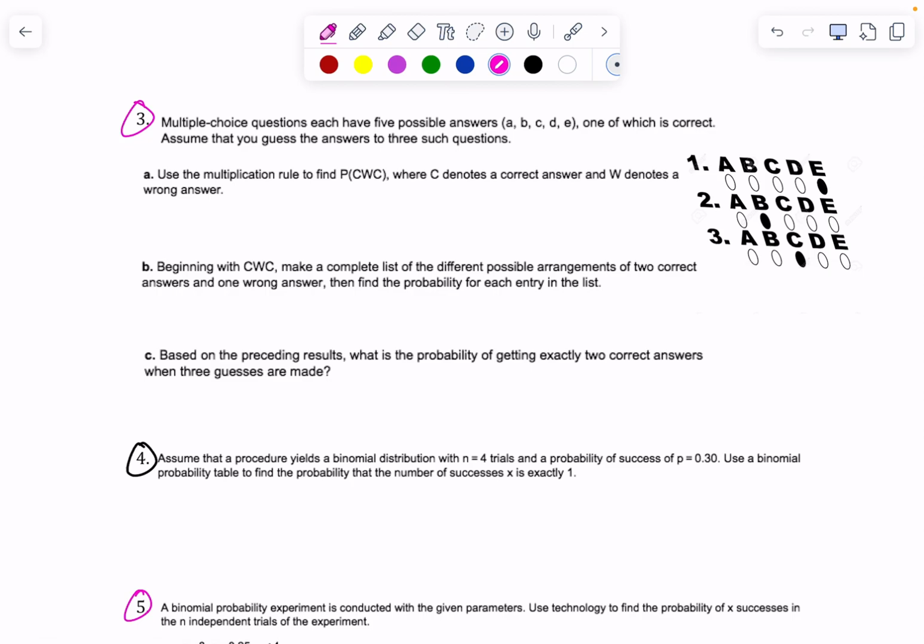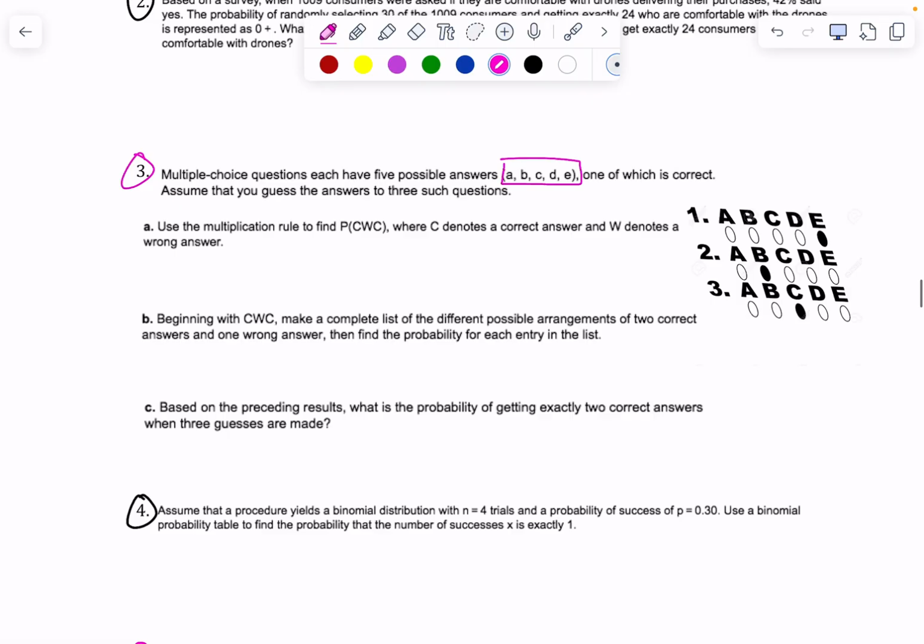All right, number 3. You have a multiple choice question with answers A, B, C, D, E. If I have an A, B, C, D, E, what's the probability of me getting it correct? 1 out of 5, right? If you know the answer, obviously your chances are higher, but if you guess, it's a 1 in 5 chance of getting it correct. Assume that you guess the answers to 3 such questions. So now we have 1/5 times 1/5 times 1/5 again, right? We're doing 3 questions.